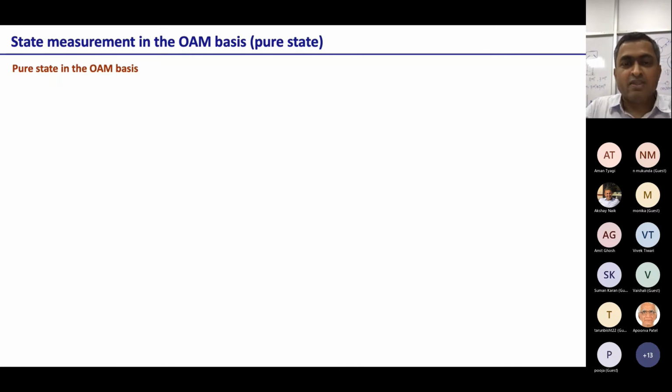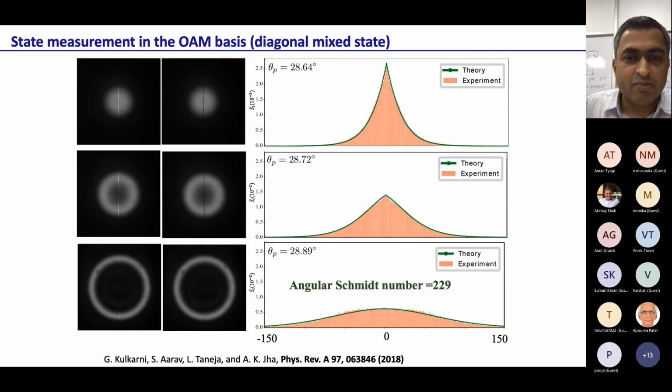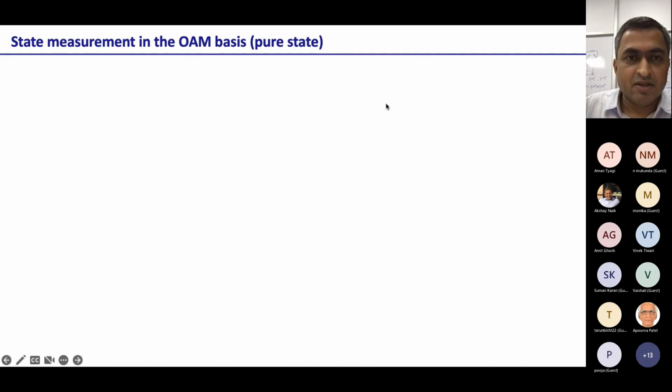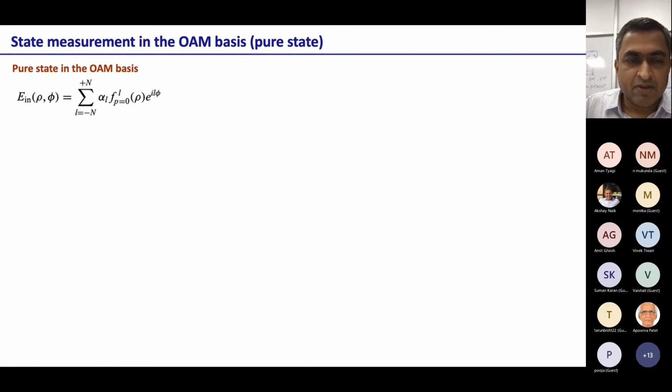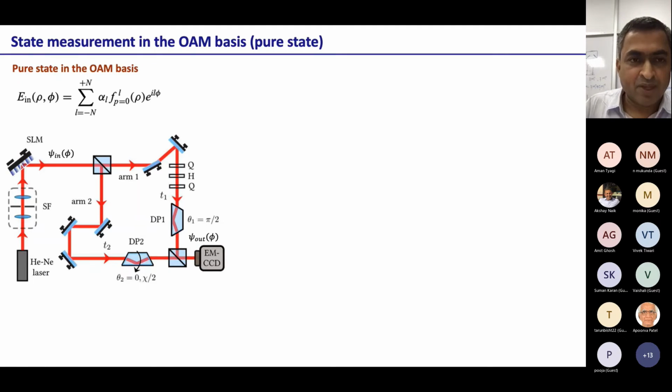Okay, so after the diagonal state, we actually came up with a pure quantum state in the orbital angular momentum basis. And when we say pure state, in this case there's no ensemble average, there's no randomness that we have. Again, I'm interchanging the classical and quantum language.